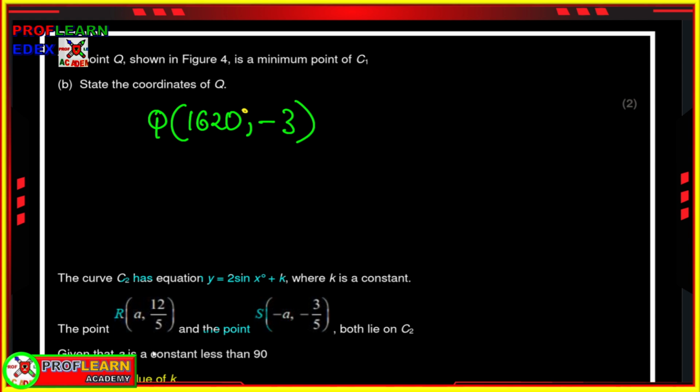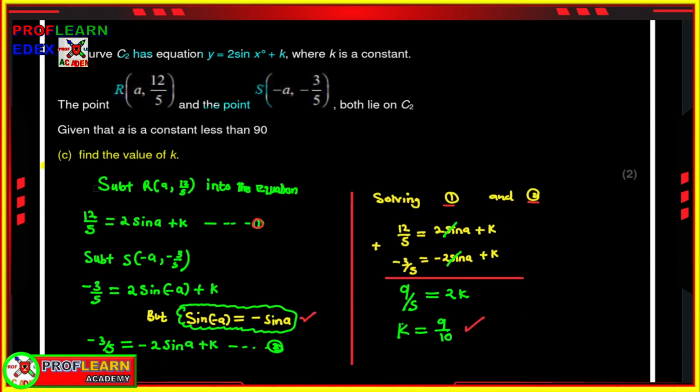So in order to find the value of k, we are going to substitute R, (a, 12/5), into the equation. Upon substituting that, we form the first equation, which is our equation 1. Substitute S also into the equation, and then we form another equation. But you need to remember that sine of negative a is the same as negative sine of positive a. Then the second equation becomes this. Once we have this, we solve them simultaneously. Solving this, we get the value of k being equal to 9 over 10. And basically, that's what you are supposed to do in that particular question.